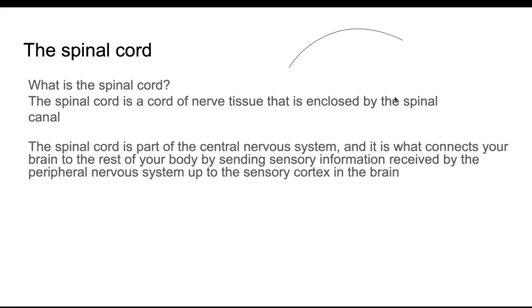The spinal cord is part of the central nervous system, and it is what connects your brain to the rest of your body by sending sensory information received by the peripheral nervous system up to the sensory cortex in the brain. Just as a quick reminder, the peripheral nervous system is the part of the nervous system that is not the brain and spinal cord.